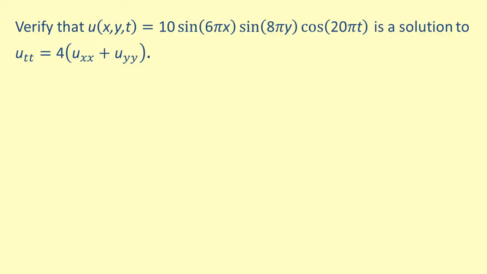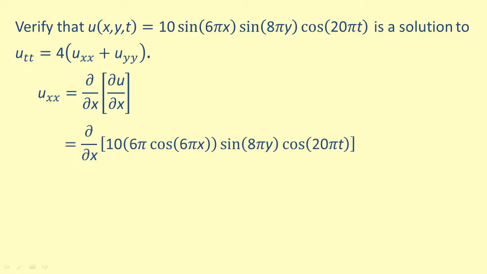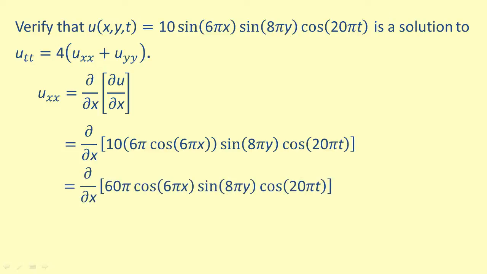u sub xx comes next in the given equation, so let's find it now. Once again, the only thing in u that depends on x is a single trigonometric function. The derivative of sine of 6 pi x equals 6 pi times cosine of 6 pi x. We can simplify this by multiplying 10 by 6 pi, giving us 60 pi cosine of the quantity 6 pi x times sine of the quantity 8 pi y times cosine 20 pi t.